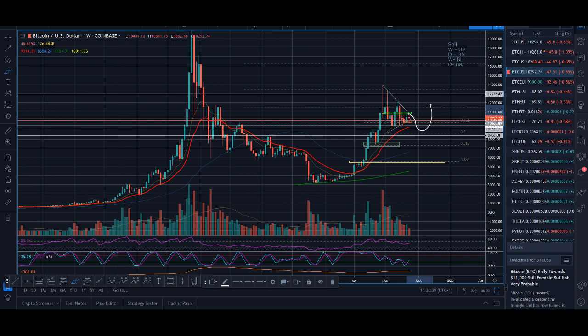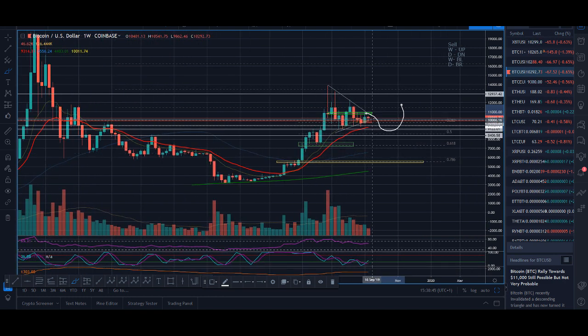My preferred scenario would be a dip below. People would get bearish. People would be like, oh, it's not going to work. And then I would like to buy just above it, and it would go up.